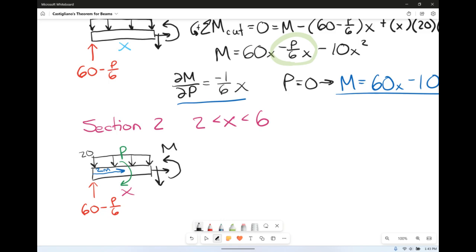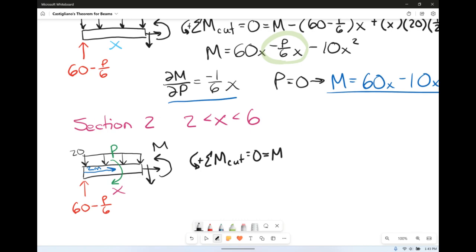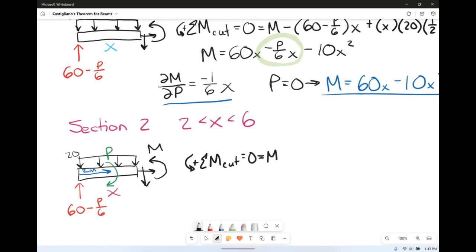And that's our free body diagram for section 2. So we're going to sum the moments about the cut, set it equal to 0, taking counterclockwise to be positive as per my usual. We have M, and we have, starting with AY, minus 60 minus P over 6 times his distance x, plus we have the base of x times the height of 20 times half of that base of x, and then we have P. P is going the wrong way.